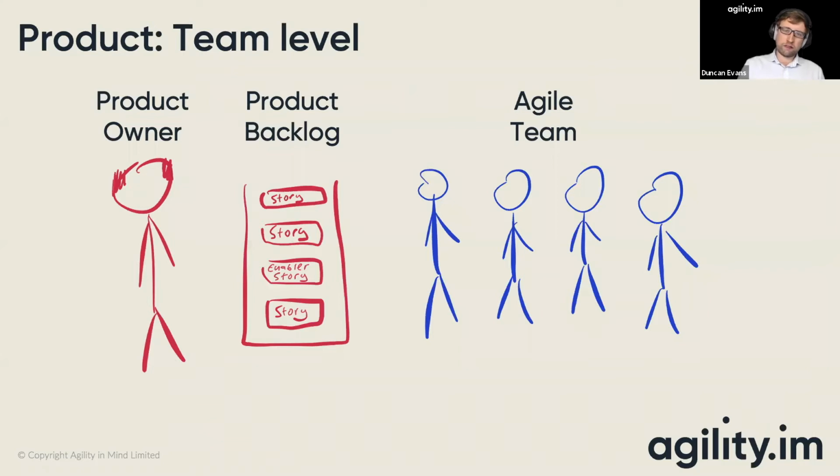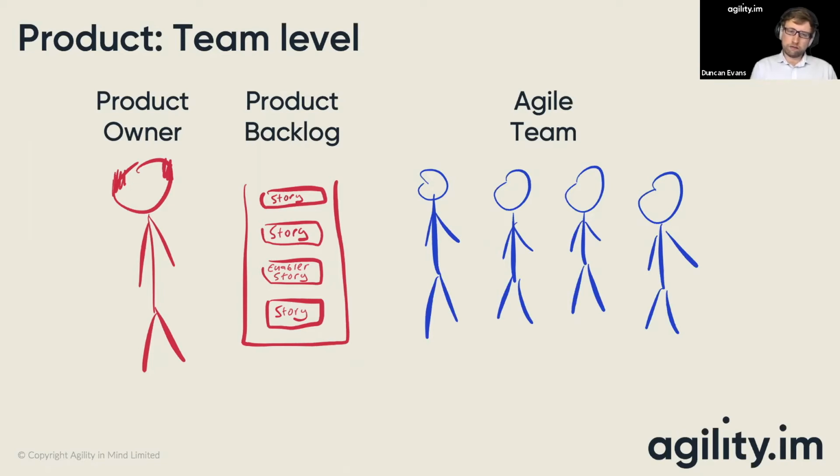Starting off at the team level, those of you not familiar with SAFe might relate the team level activities to those found in Scrum or XP, those more traditional events or activities, where you have a product owner managing a product backlog, the requirements, the stories that the team is going to be working on. The Agile team then implements those requirements.